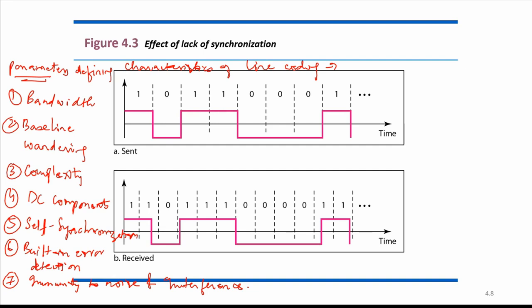Baseline wandering. Baseline wandering is one of the terms that is used to consider the power being utilized by the system. Suppose any encoded waveform is there. After encoding, there will be a signal. So suppose this is the signal. If this is the signal, whatever portion is high, the similar portion is low, high and low, high and low.